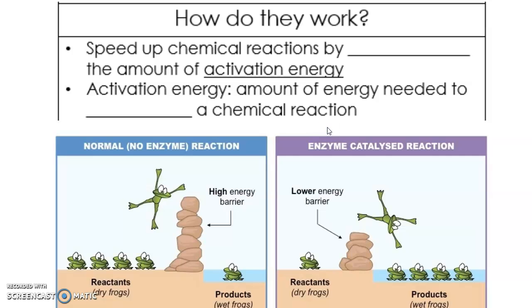So how do they work? They speed up chemical reactions by lowering the amount of activation energy. So activation energy is the amount of energy needed to start a chemical reaction. So if you look at the frogs, with no enzymes, it takes a lot more work to make the product, but with enzyme catalysts, it doesn't have as much work to create product. So just think of it as helping your body not work as hard.